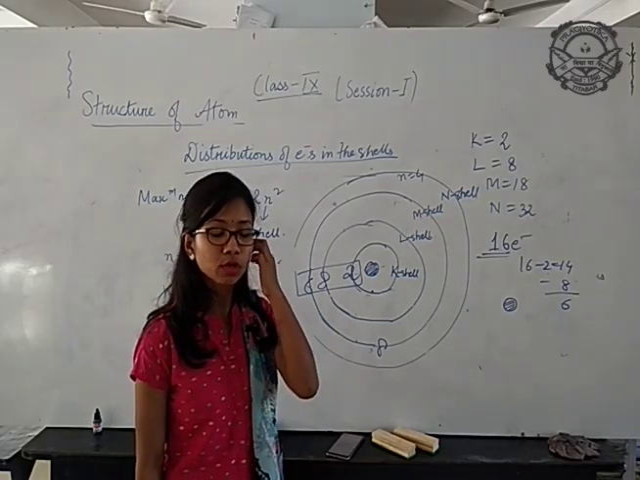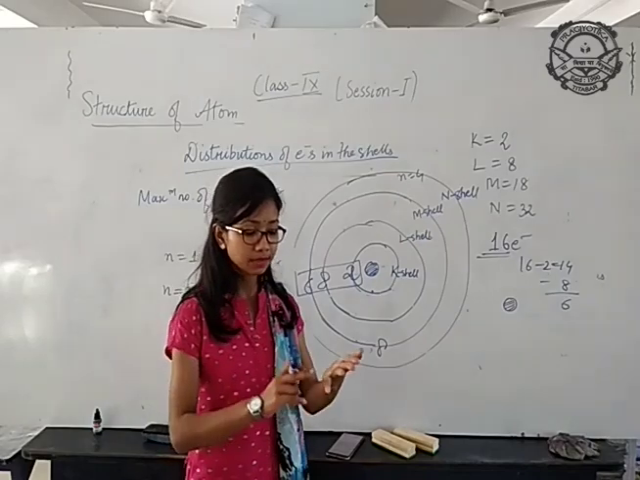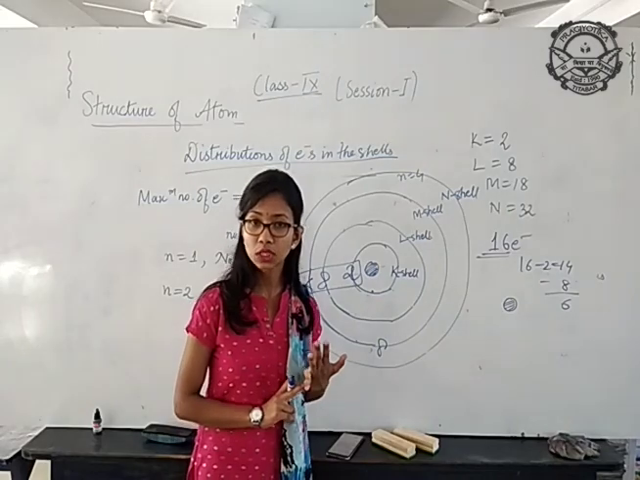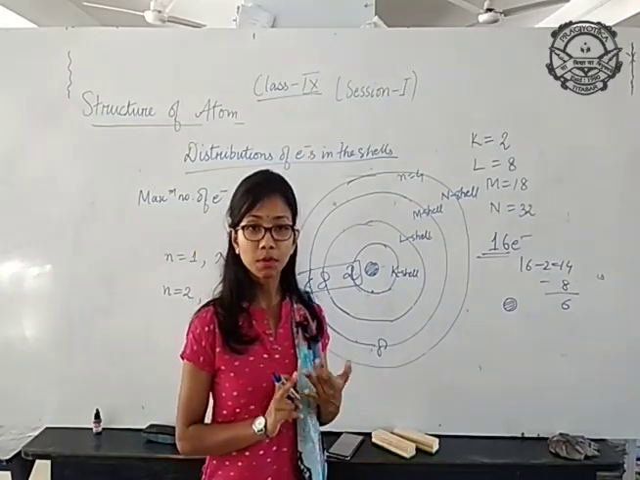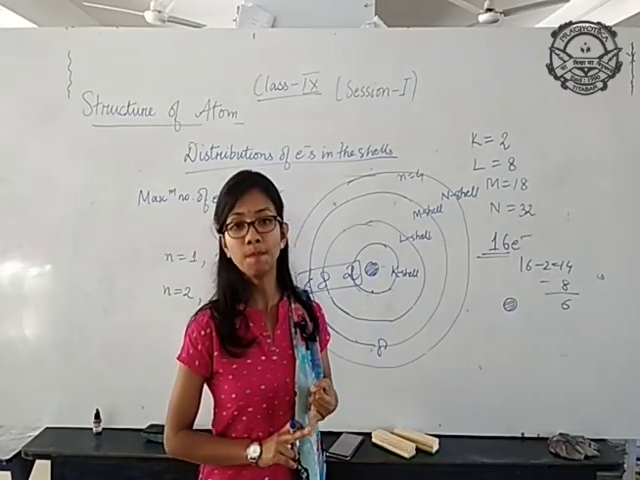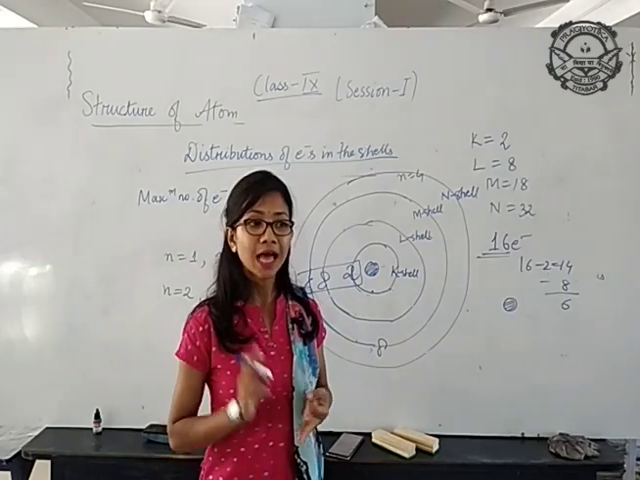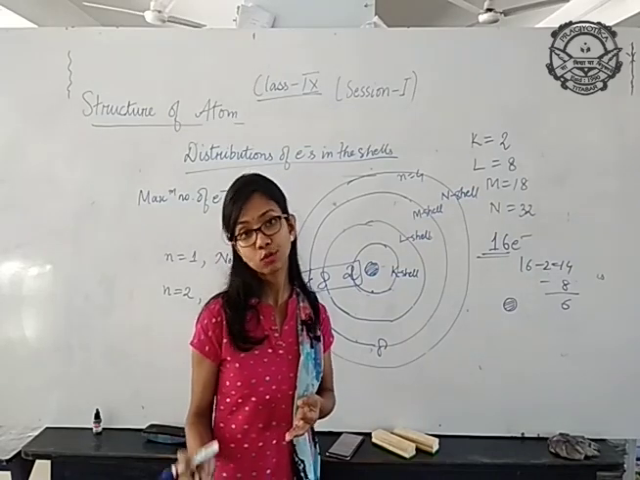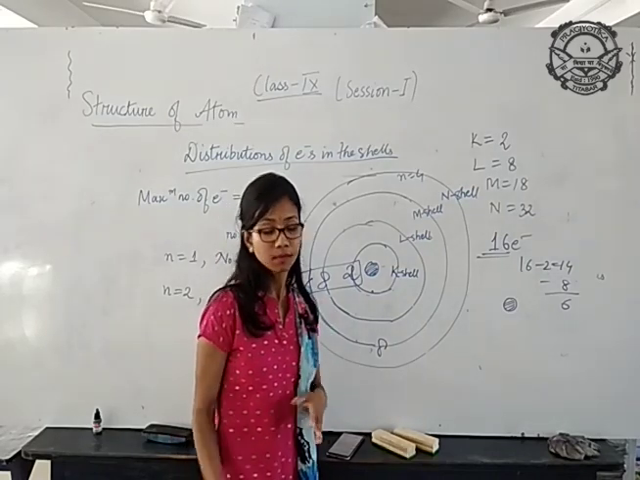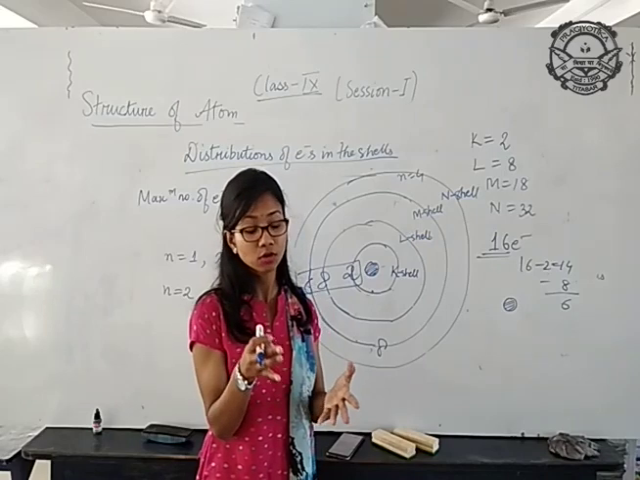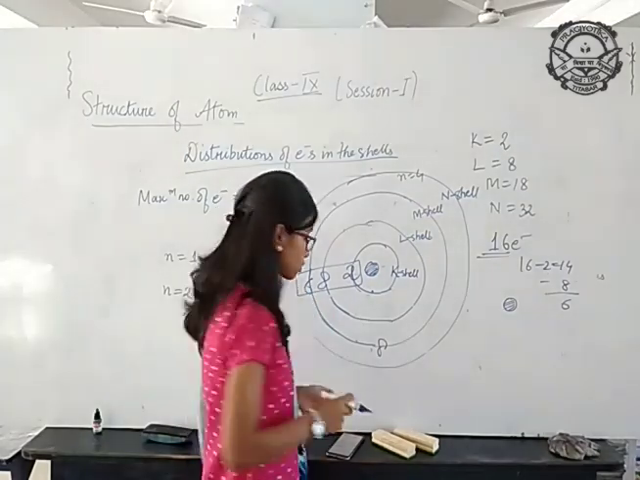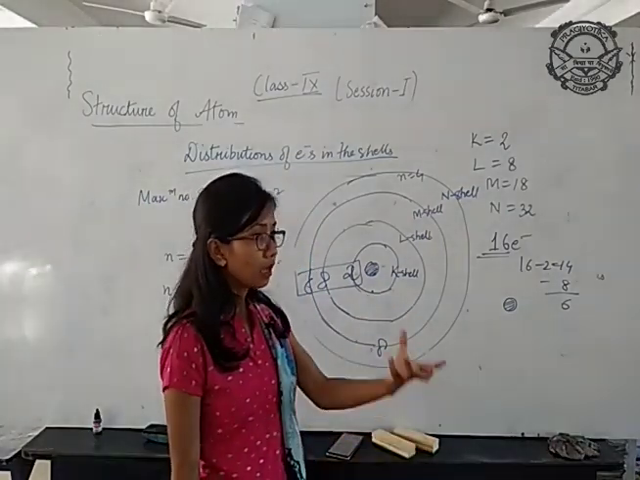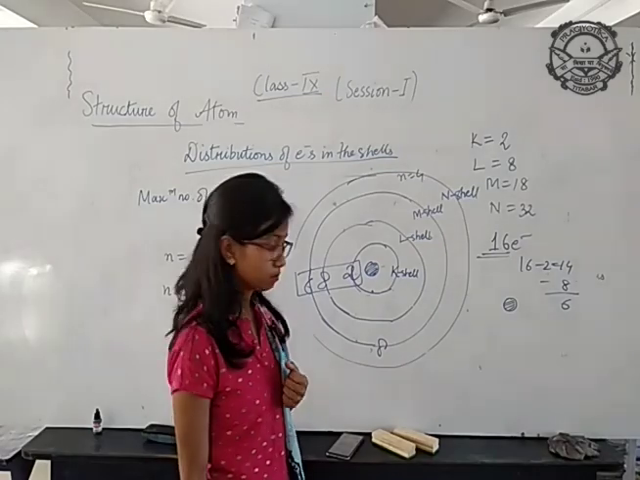From Bohr's model we have got these three things. First, the maximum number of electrons is 2n squared. Repeatedly I am telling you, the maximum number of electrons is equal to 2n squared. Secondly, 8 electrons can be accommodated in the outermost orbit. And the third point, unless and until the inner shells are filled, the outermost orbit cannot take electrons. So these three are the main points, the main inferences that we have extracted from Bohr's model.